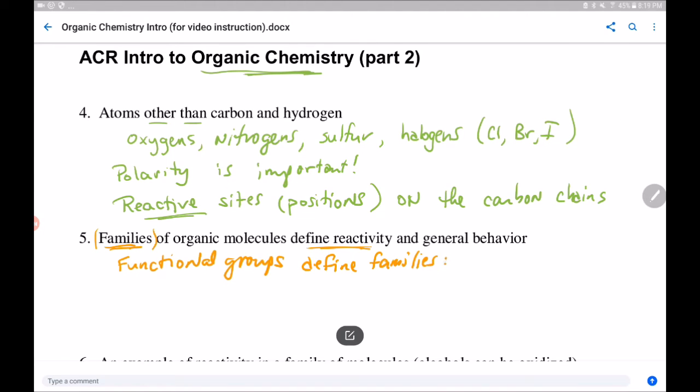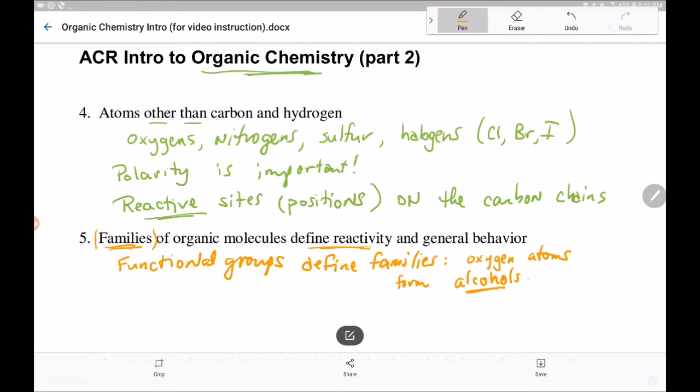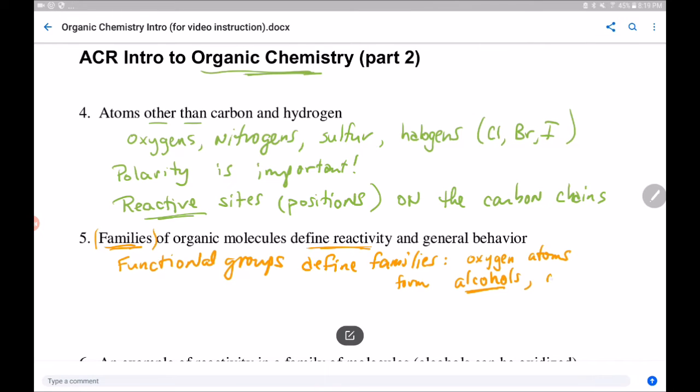So a functional group is a structural feature, and a family would be molecules that behave in similar ways. For example, oxygen atoms form alcohols. So there's a family of molecules, alcohols. They have a functional group in common, a structural group in common. Also, carboxylic acids rely on oxygen atoms. So this is the idea here. Functional groups define families.